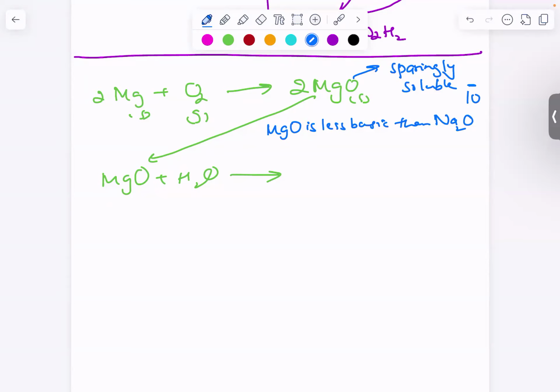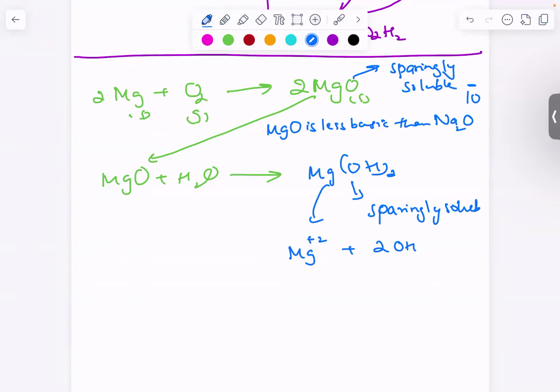So magnesium oxide, when dissolved in water, is sparingly soluble in water, and it reacts slowly with water to make magnesium hydroxide. All right. And I'm telling you again and again, it is sparingly soluble. In some books, it is written as Mg2+ plus 2OH- aqueous. But it is sparingly soluble. This is very important, that magnesium oxide is sparingly soluble. However, sodium hydroxide is completely soluble.